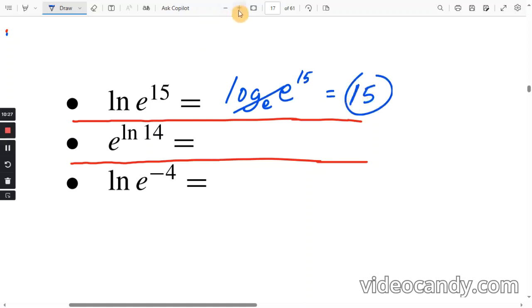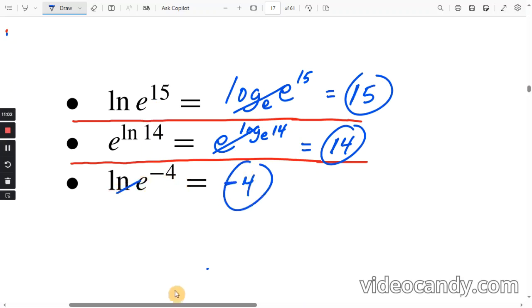Okay, same thing on the other ones. e is just a number e. ln of 14, that's really the same as log base e of 14. Okay, this base e matches this base of the log, which is also e. They cancel, and you are just left with 14. Simple. Okay, and the third one is the same as the first one. The natural log of e to the negative 4. Natural log of e cancels, and you are just left with the exponent of negative 4.